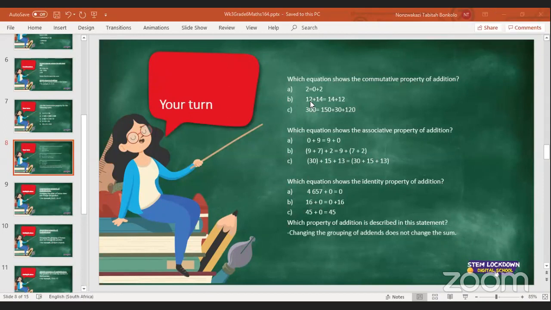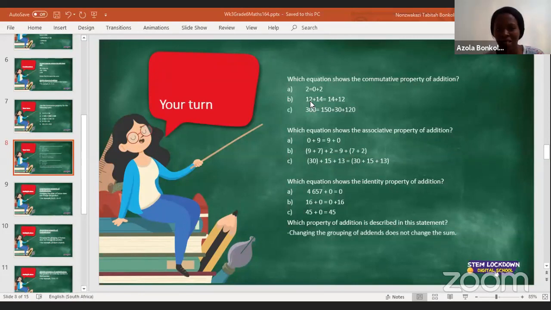We have the same numbers on both the left-hand side and the right-hand side. It is just the numbers have been moved around. Thank you so much. Yes, everyone also says B on our chat box. All right. Now let's move to the next one. Which equation shows associative property of addition?